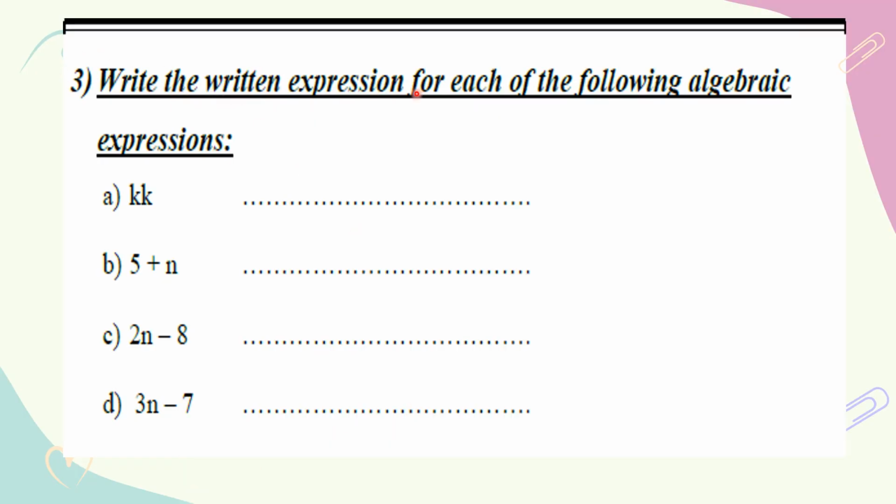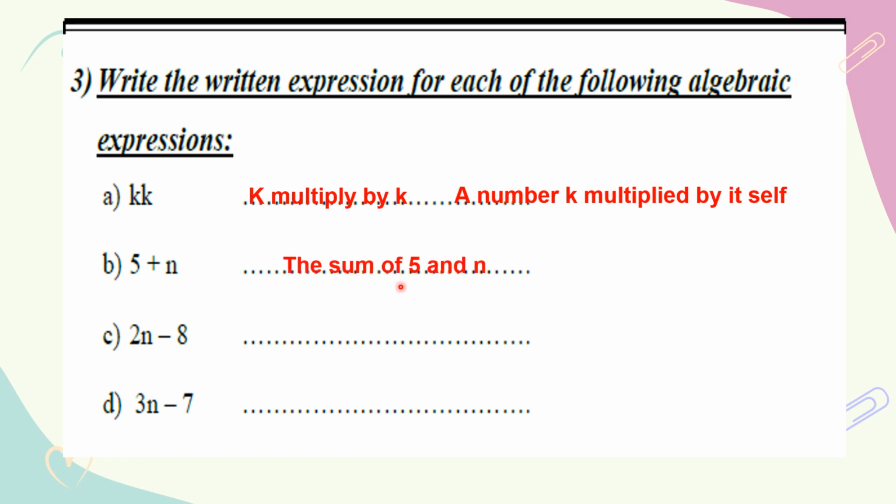Write the written expressions for each of the following algebraic expressions. We have here in letter A, k times k. What that means is k is multiplied by k, or a number k multiplied by itself. B, 5 plus n. So we can write it as the sum of 5 and n, or add 5 to n. In letter C, we have 2n minus 8.